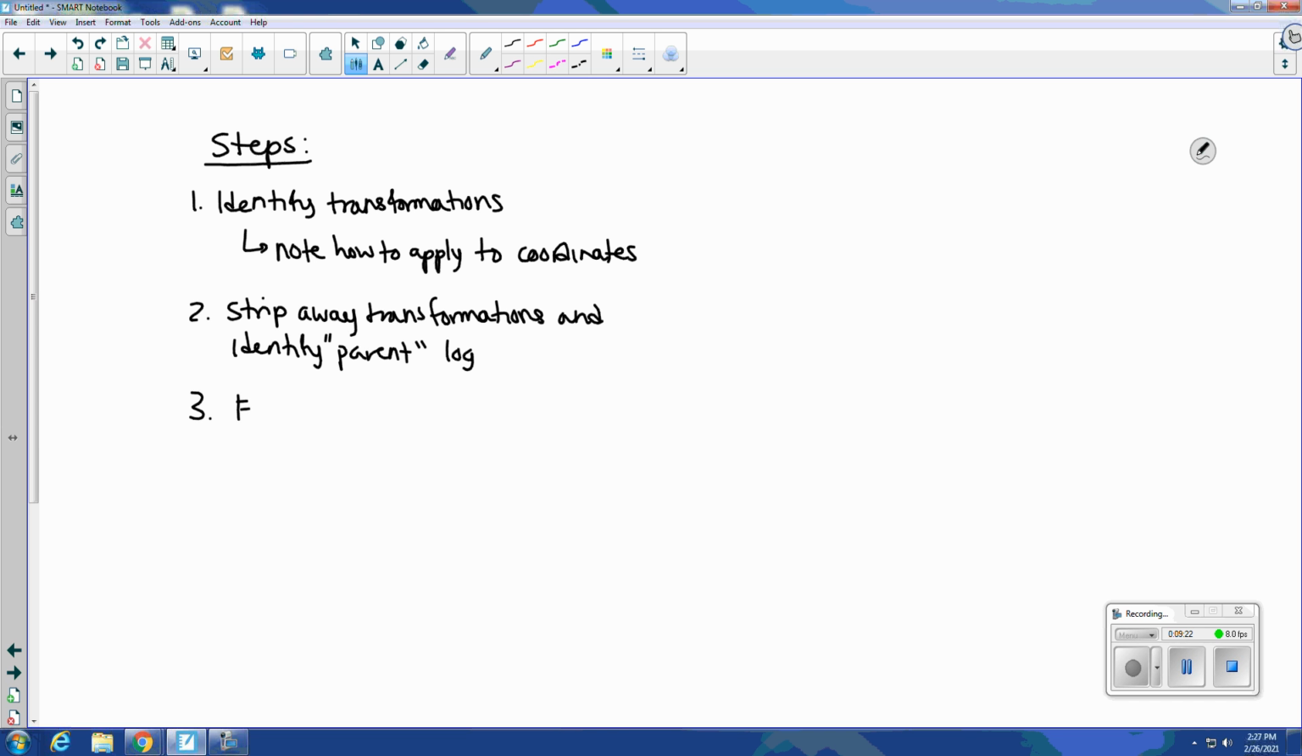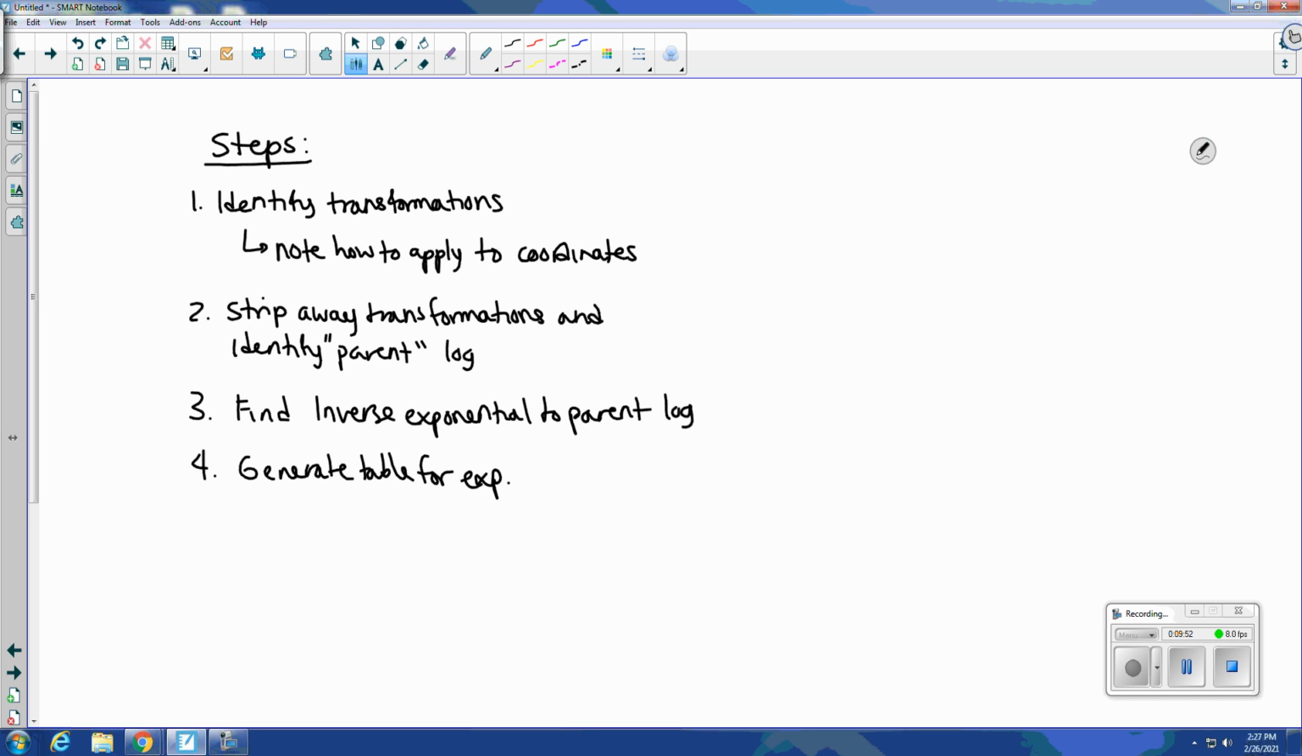Step 3, find the inverse exponential to the parent logarithm function. Then generate a table for that exponential. By the way, step 1 is identifying the transformations, if there are any. If there aren't, you're already dealing with a parent log, and you can just go right to step 2.